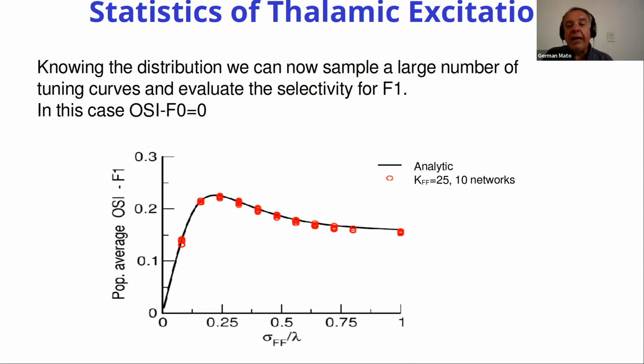Now, we can check up to which point the large KFF limit is necessary. We do simulations with KFF 25, averaging over 10 networks, and we obtain the red dots. So it means that KFF 25 is already a quite good value for having large KFF.